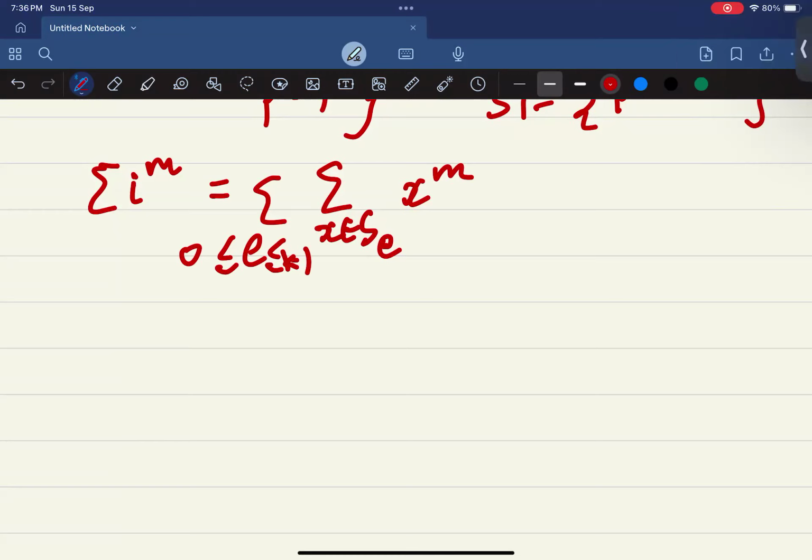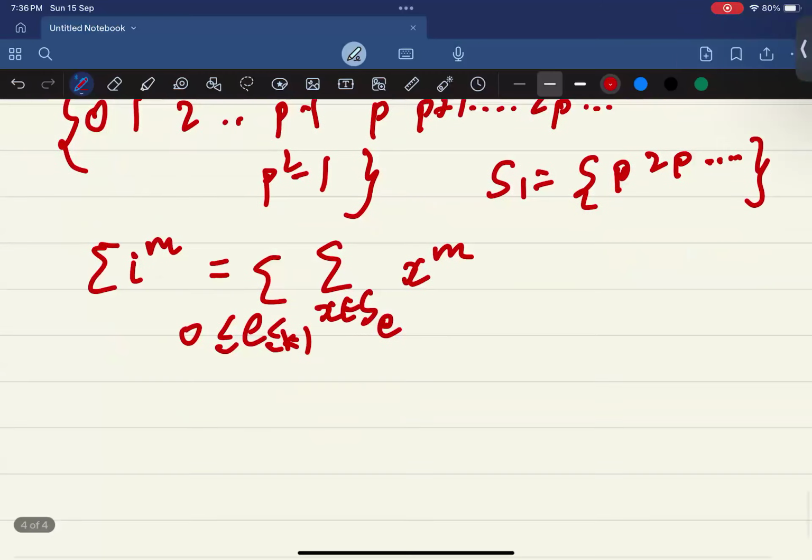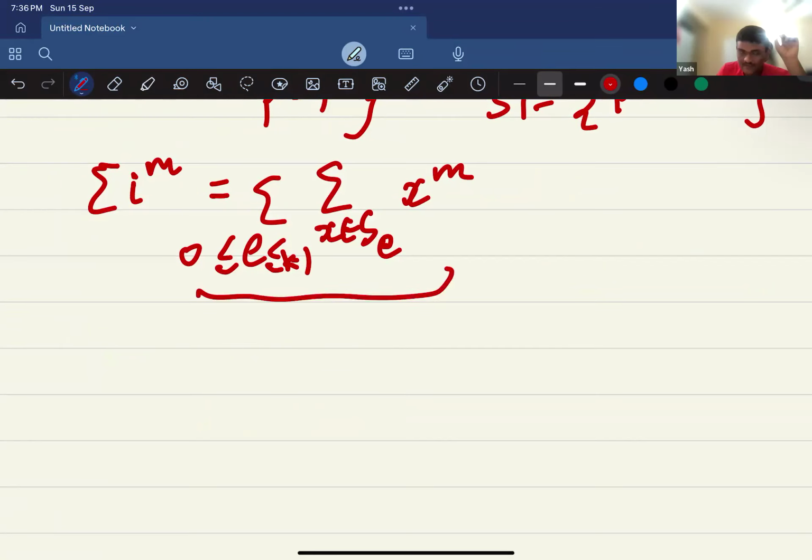Yes, that one. Just one thing. S_0 is the residues which are coprime to p, not divisible by p. Residues in 0 to p to the k minus 1 that are coprime to p. That is what S_0 is. Okay. Everyone gets this thing?